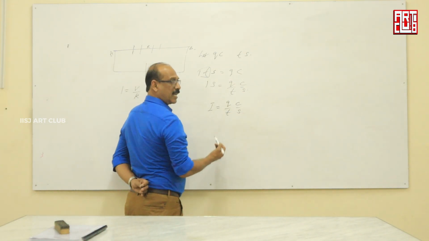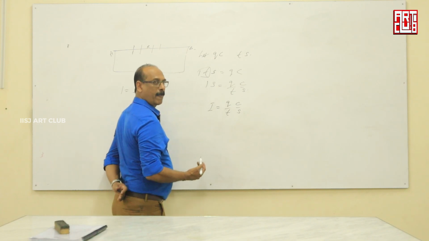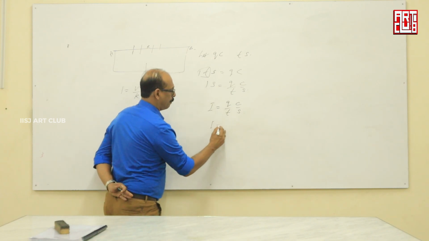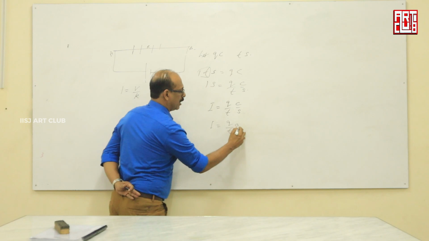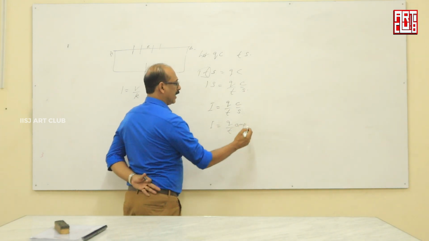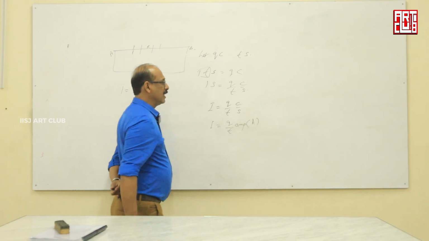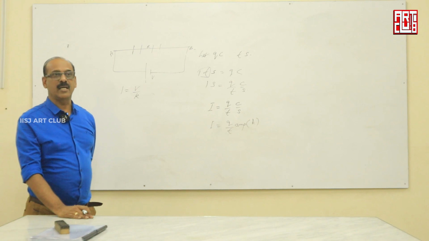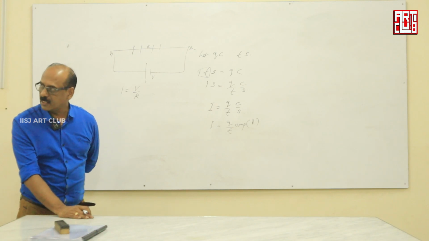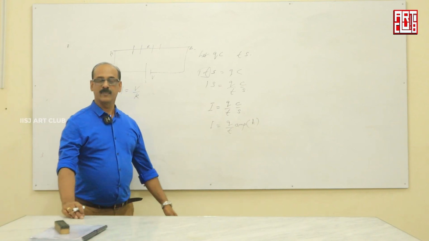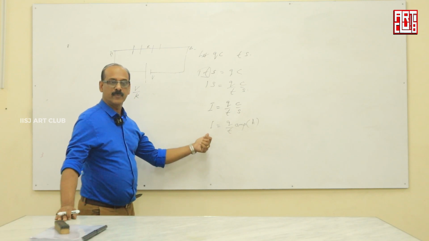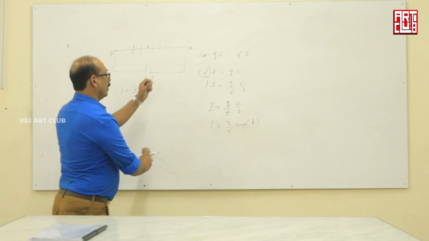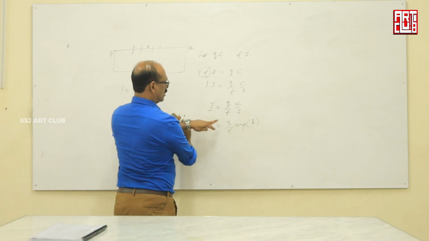This coulomb per second is known as ampere. So I is equal to Q by T ampere. Its symbol is A. The SI unit is ampere. Is it clear? Any doubt? Alright. Now look here, I is equal to Q by T.